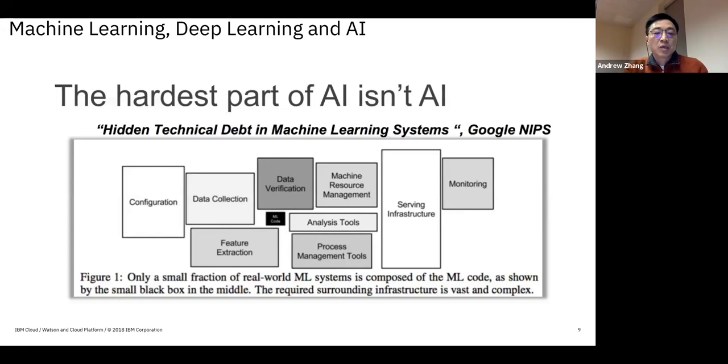That includes how we collect data and how we clean data. How do we understand data and extract the data features? How do we operationalize the system by giving infrastructure access, managing resources, monitoring production, and overall, how do we do deployment from development, QA, to the production systems?